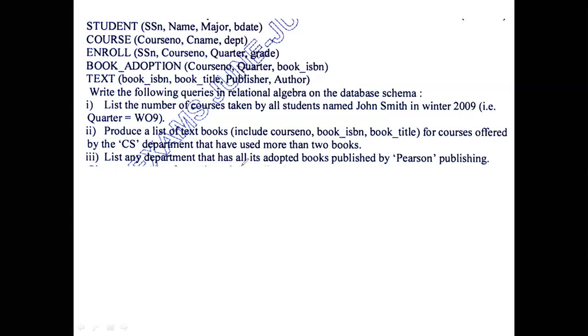When we have a condition like "all", what we have to do is use the EXISTS or IN clauses. This query we will solve in reverse. First we will join all the tables, and then we will verify whether a department has adopted any book which is not published by Pearson. So in the reverse way, we will solve this. The query will look like this.